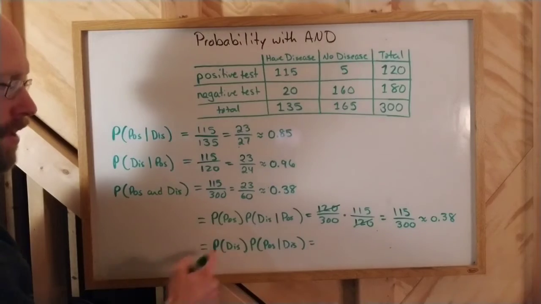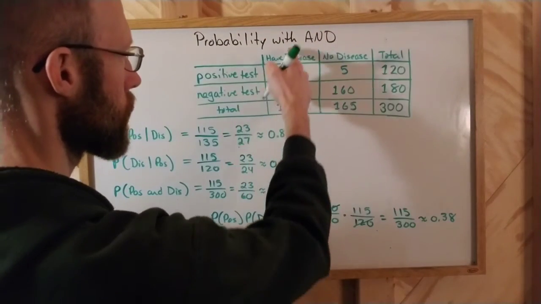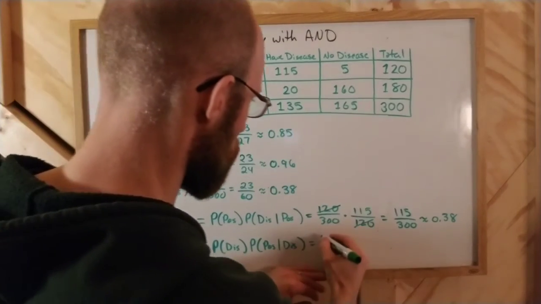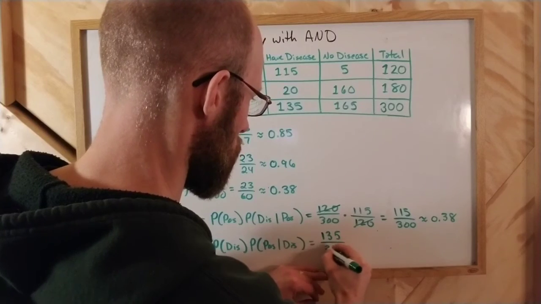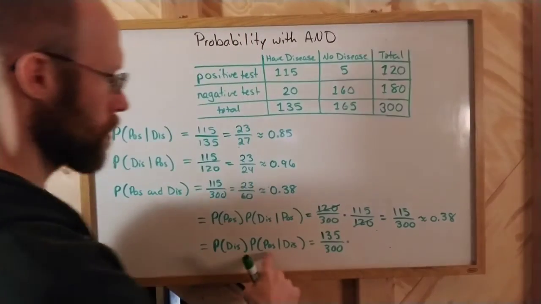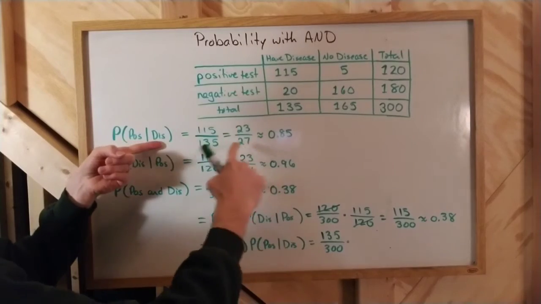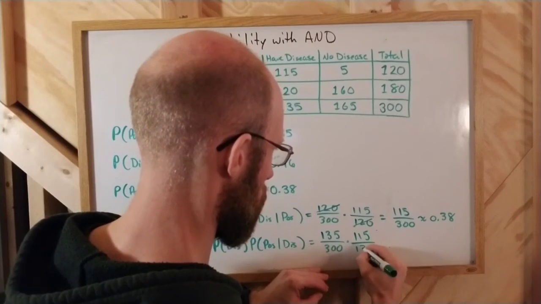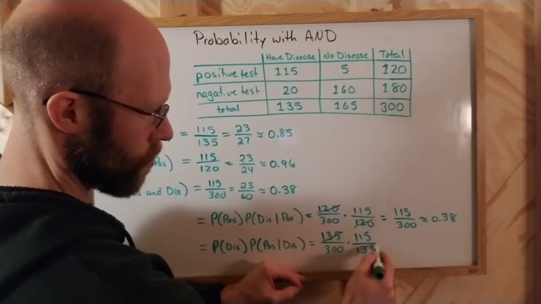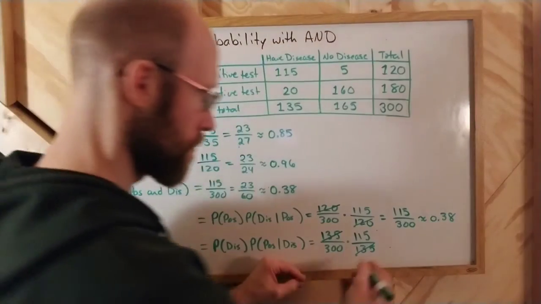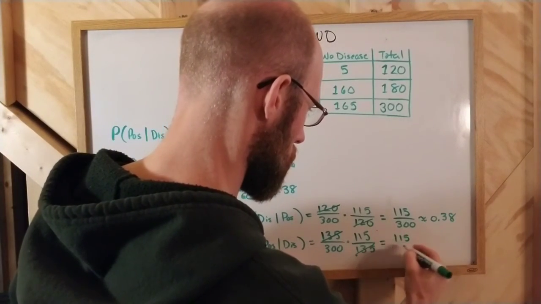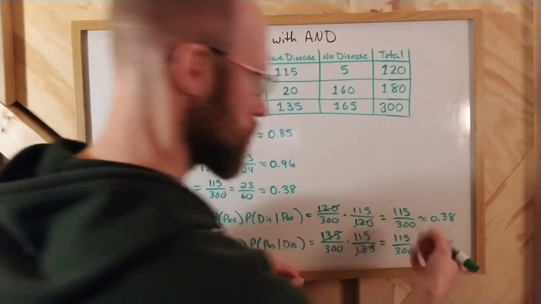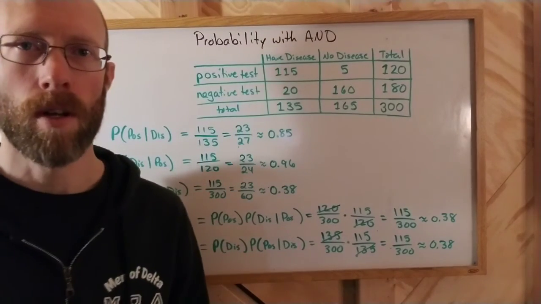So the probability of having the disease, there's a total of 135 people who have the disease out of 300. So it's 135 out of 300. The probability of a positive test given the disease, we said, was 115 out of 135. Again, you could cancel the 135s because there's one on top and one on the bottom, and you'll end up with 115 out of 300, which again is our 0.38, same probability that we had in the other two calculations.